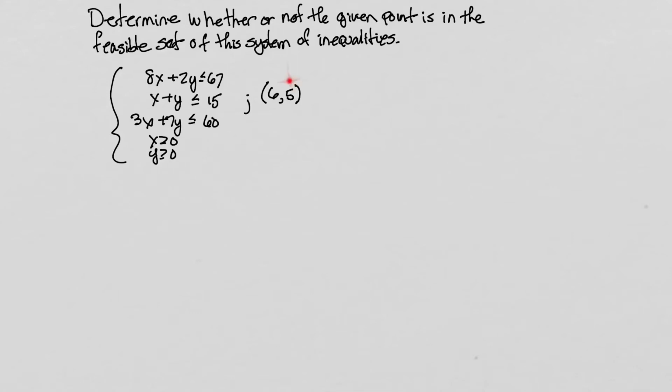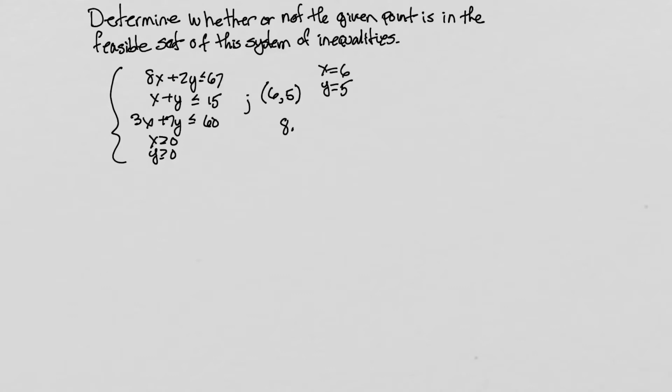We are asked to determine if this point here satisfies this system of inequalities. To determine if it does, we will let x be 6, y be 5, and substitute these values in for the x's and y's in our inequalities.